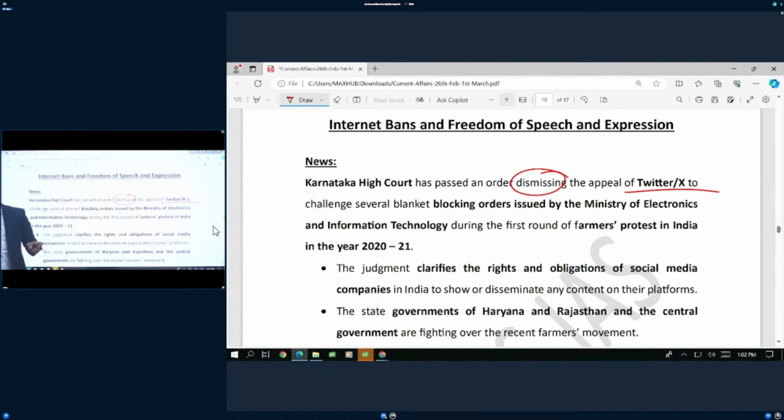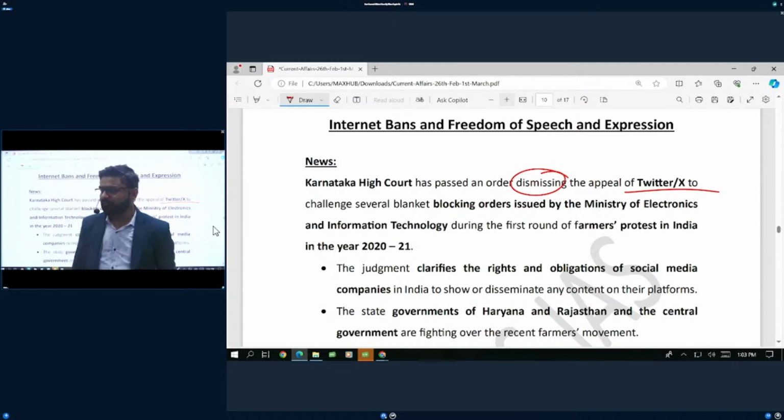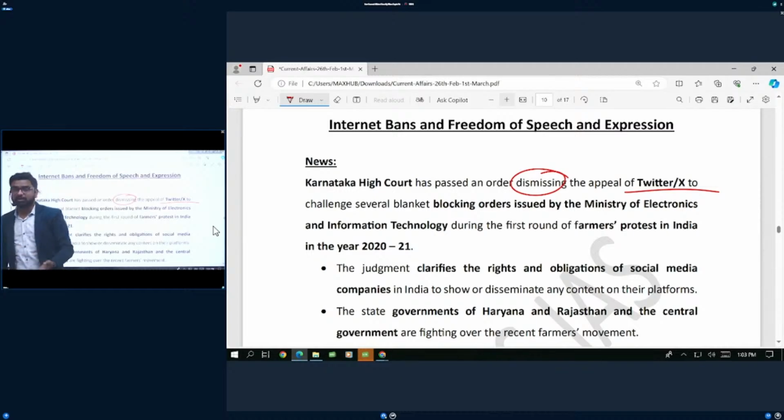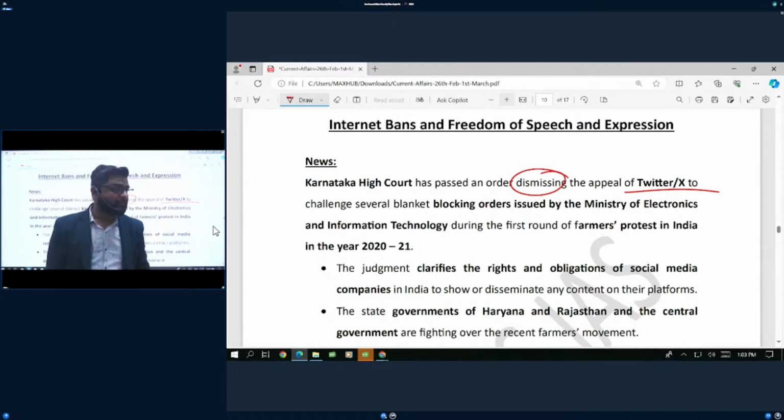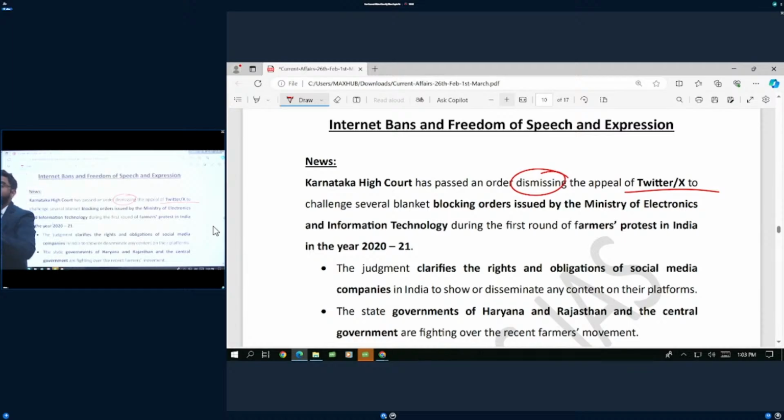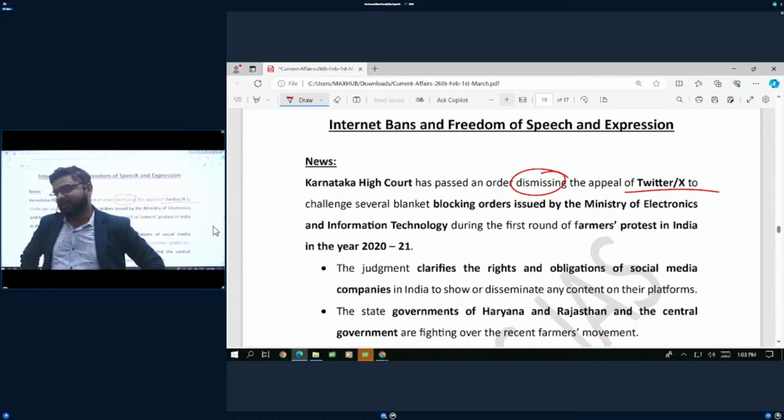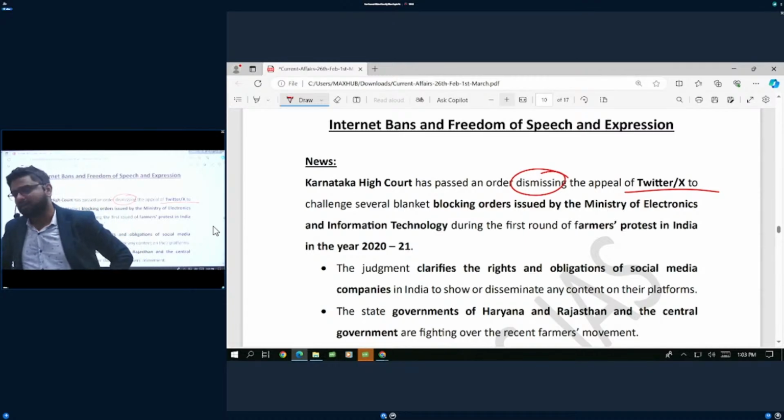Internet bans and freedom of speech and expression. So in the Karnataka High Court, Twitter, which is the X platform, appealed to the Karnataka High Court because the Government of India ordered under a law, the Ministry of Electronics and IT, it ordered Twitter to suspend some accounts which according to the government are spreading fake news. Basically news against the government. Simple thing. Now let's see ahead.